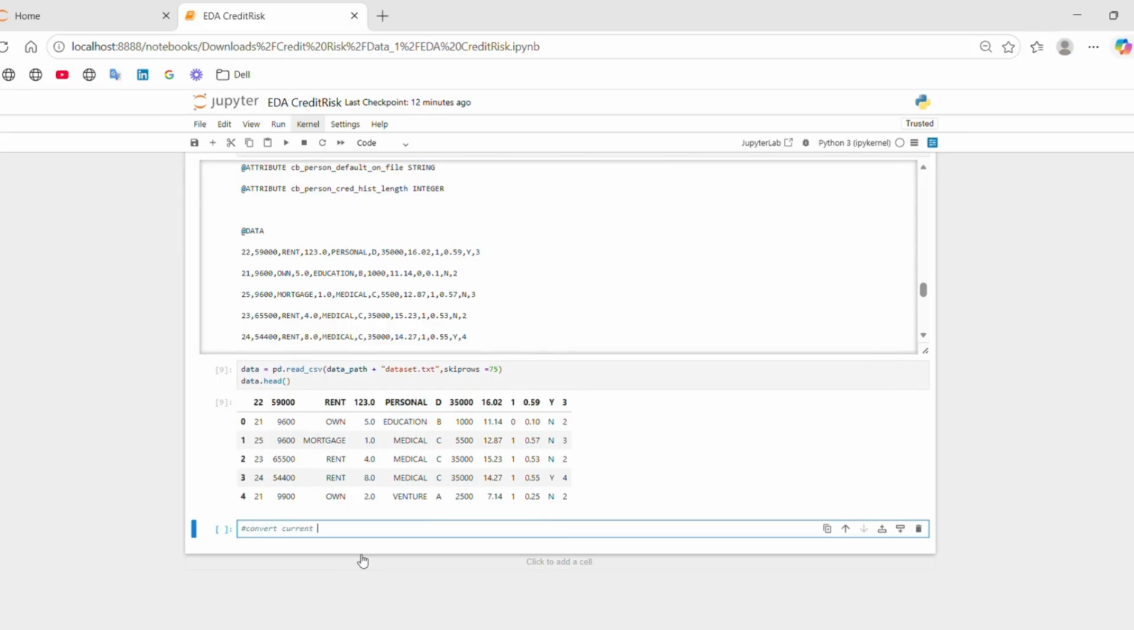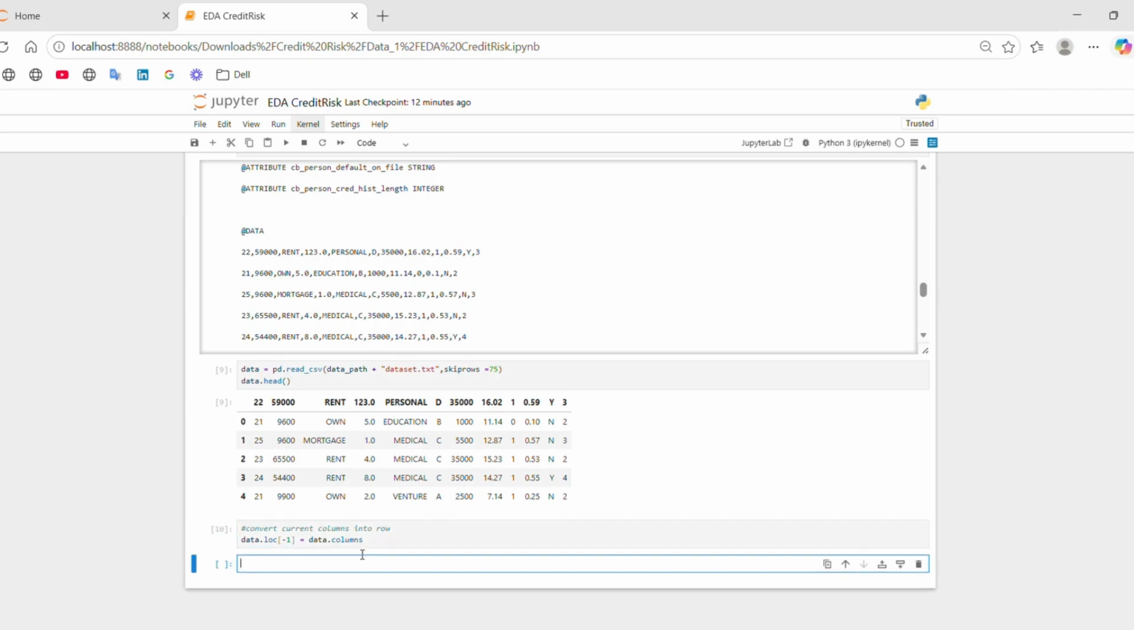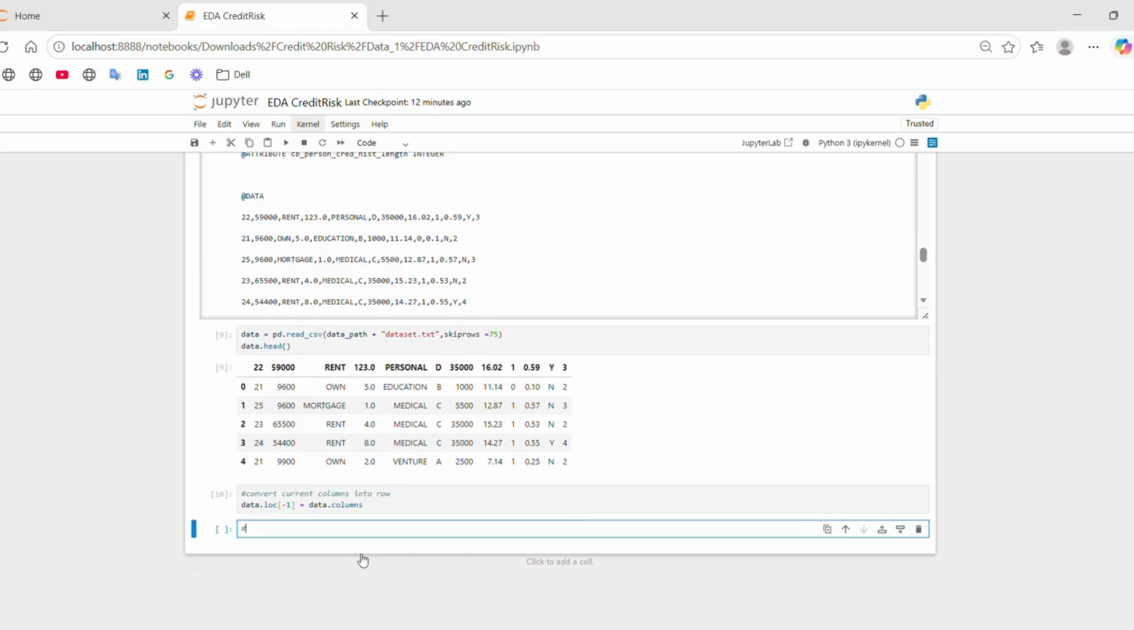So convert current columns to row. For that we'll do data.loc. We have all gone through the basic loc, iloc and everything. If you haven't already, then you can check my playlist, and there are many Python videos there which talk about the basics. So we'll convert the columns into a row.